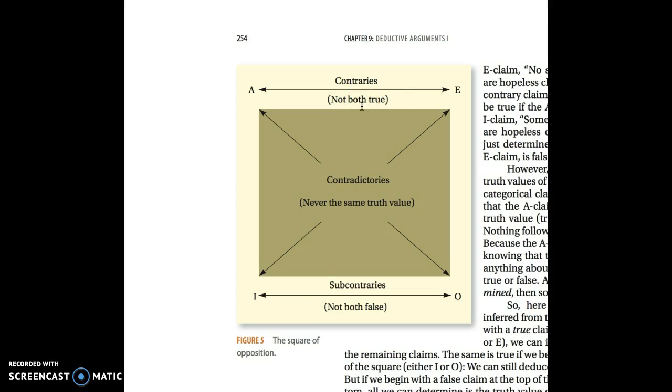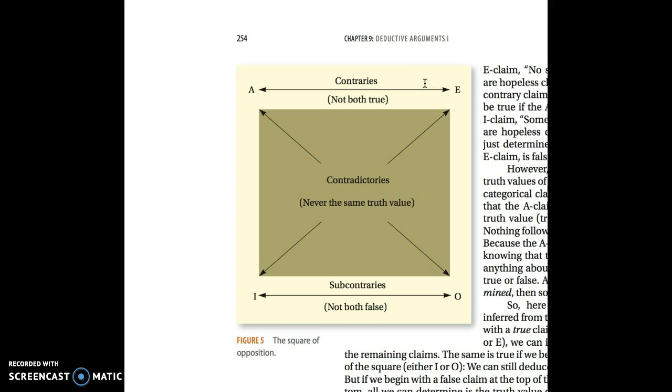They're contrary. At the bottom, the I and O claim are what we call subcontrary to one another. They both can never be false. They both may be true, but they both cannot be false. One true, one false, that's okay, but never both false. And certainly an A claim in relationship to its diagonal, the O claim, they can never have the same truth value. They're contradictory one to the other. And also E and I, or I to E, are also contradictory one to the other.